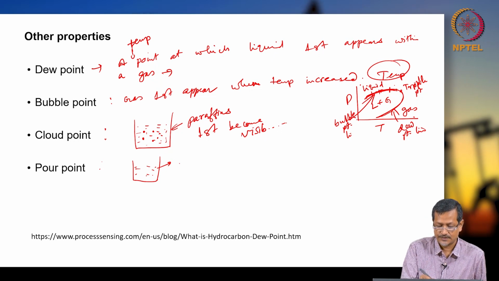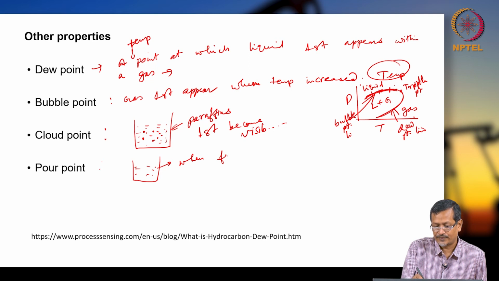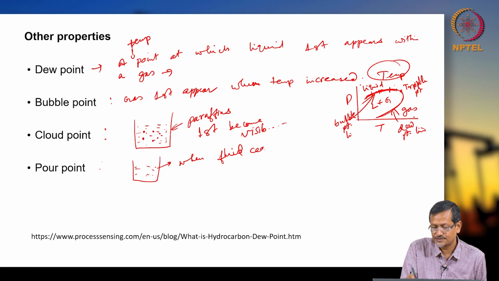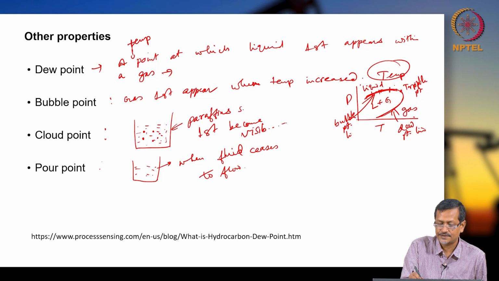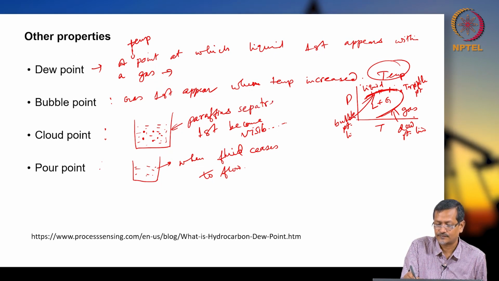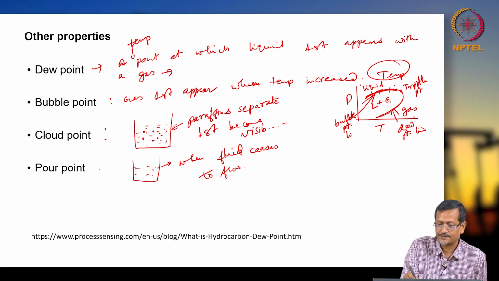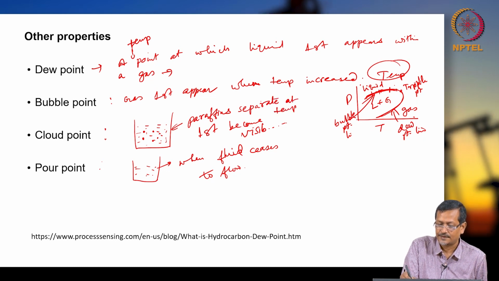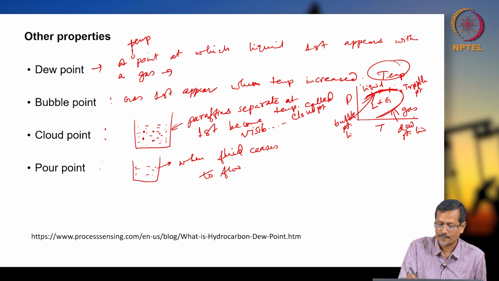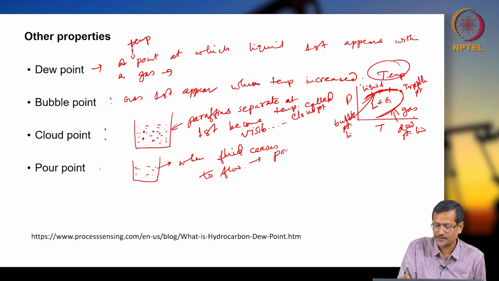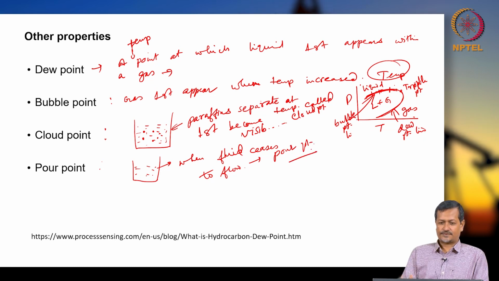So when a fluid ceases to flow, and paraffins separate at a temperature, that is called cloud point. When the fluid ceases to flow, this is called pour point. I started already, so that was the beginning part. Anyway, I'll make the videos available.